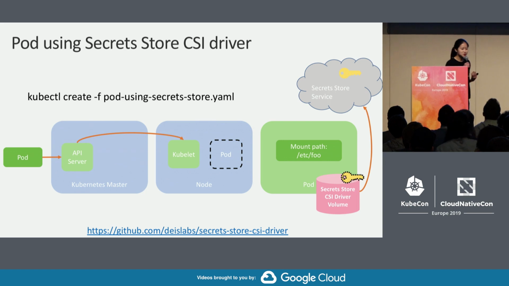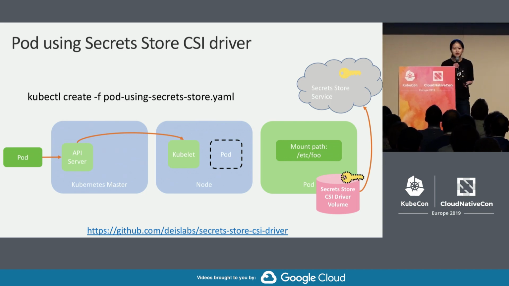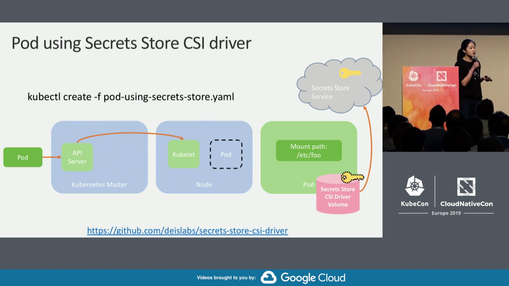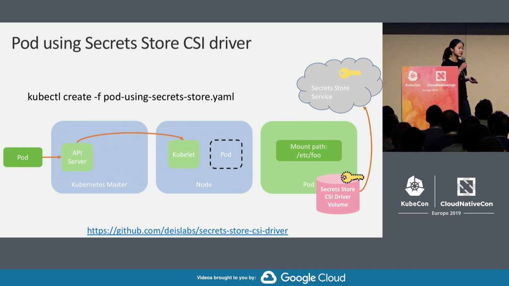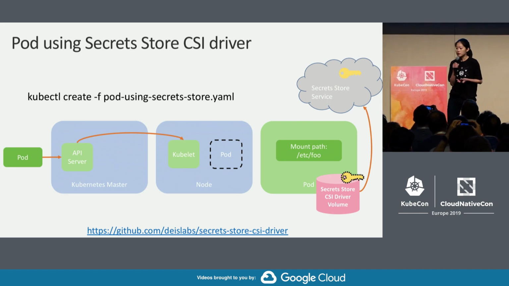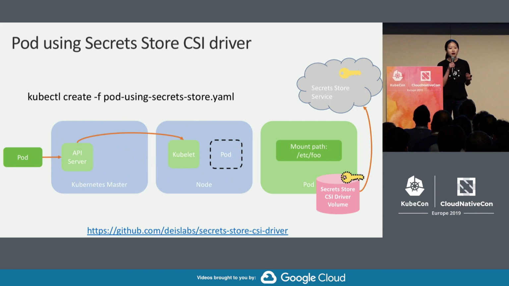So, introducing the Secret Store CSI Driver. Much like how Kubernetes attaches Kubernetes secrets to pods, the Secret Store CSI Driver does exactly that. When you create a pod, the API server schedules the pod on a node.